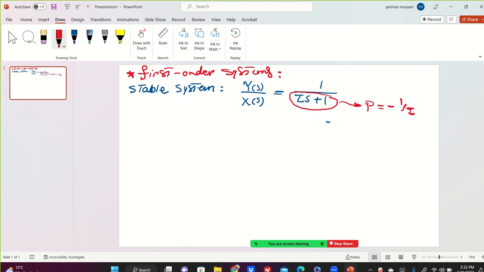So if you plot this, the real and the imaginary axis in the S-plane, it's going to be here. We are showing the pole that I told you about with the cross, at minus 1 over tau. Because it's in the left-hand side of the complex plane, the system is stable.